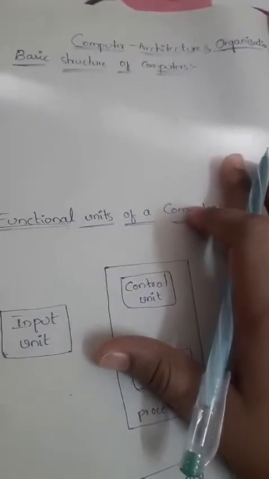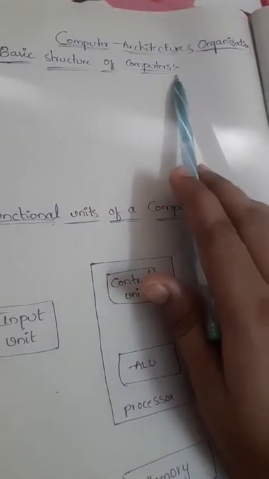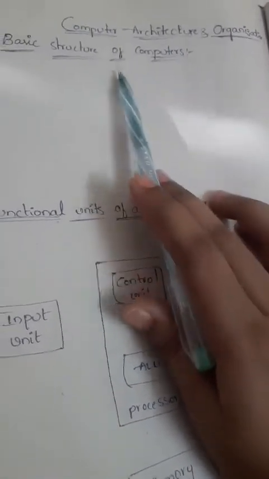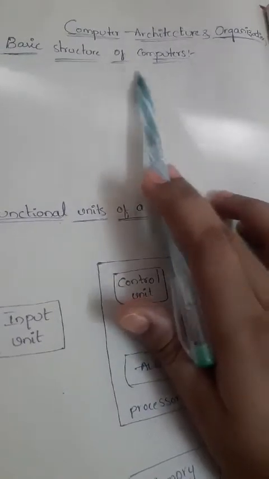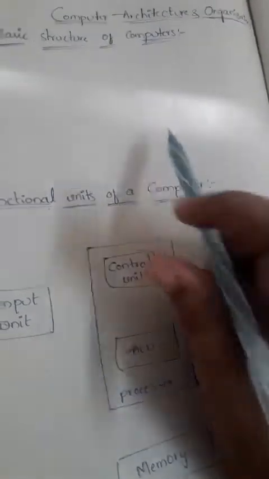In this class we are going to start with the first unit in the Computer Architecture and Organization paper, that is the basic structure of computers. Before starting this first unit, we should first learn the introduction to the paper, which is nothing but computer organization and architecture.